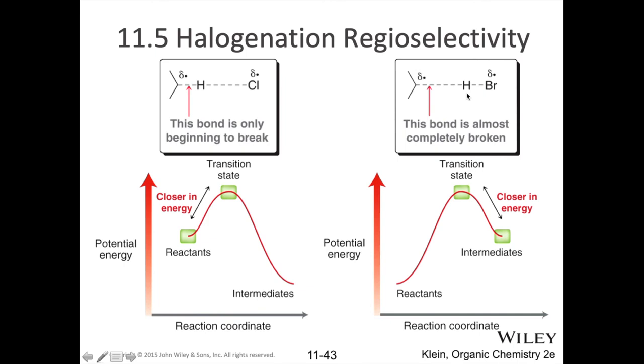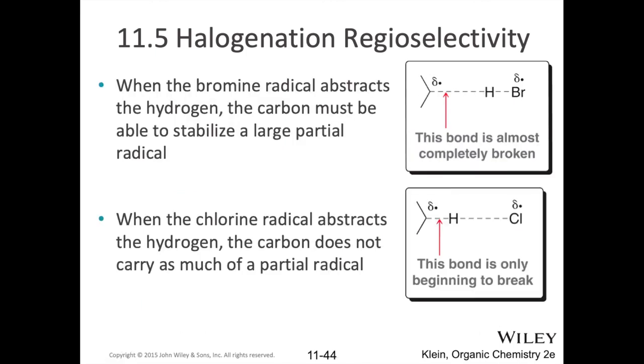Okay, so what this tells us then is that the stability of your radical is much more important, because you're pretty much already forming this radical in that transition state. The stability of that radical is really, really key to making that intermediate, which will go on to your product. Whereas for chlorine, it's not as big a deal.